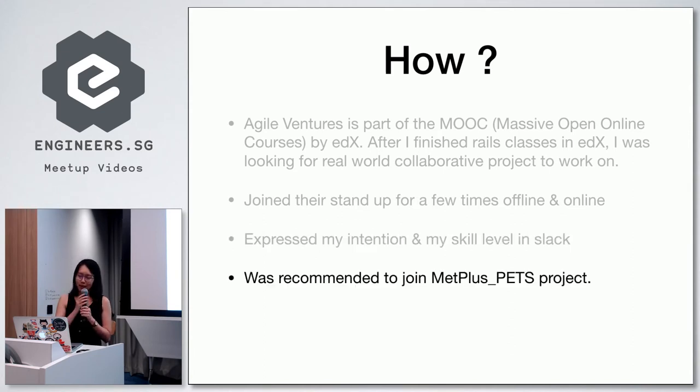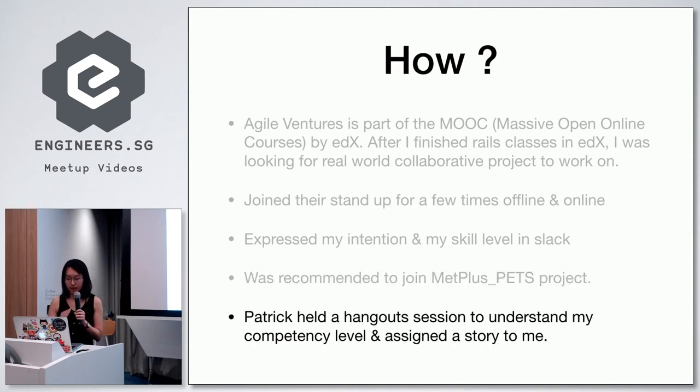Then they said, okay, since you do Rails, I will recommend you to the MedPlus Pets project. MedPlus is a non-profit organization. They want to help job seekers and companies find each other, and this Pets project serves that purpose. Patrick is the Scrum Master for this MedPlus project. He straight away held a Hangout session to understand my competency level and just assigned me a story. Then it started my journey with Agile Ventures for about 4 months.